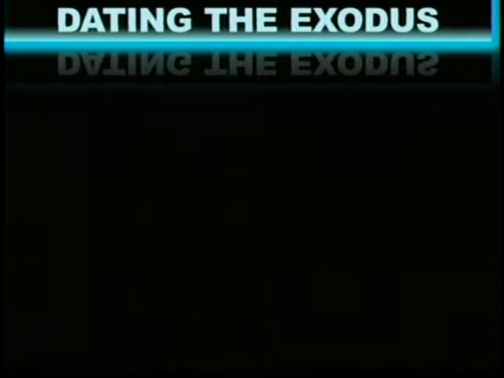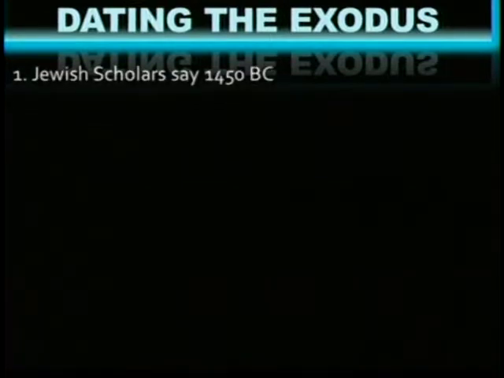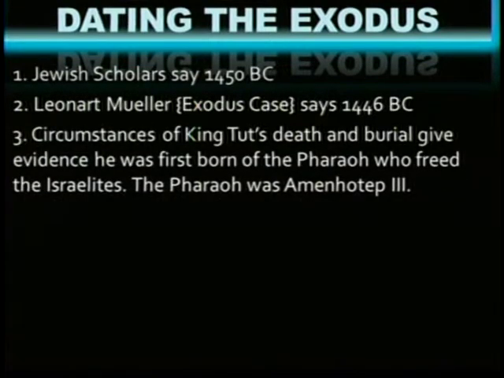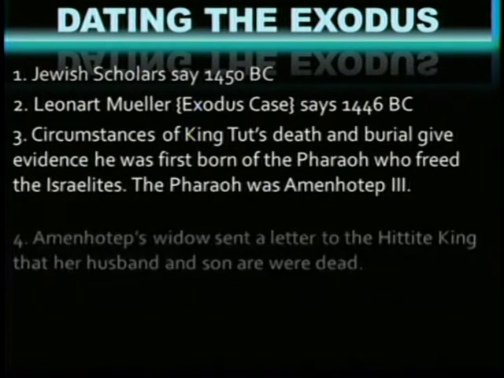Let's date the Exodus again. Jewish scholars say it was around 1450 BC. There's a book called The Exodus Case, written by Leonard Mueller, that says 1446 BC. The circumstances of King Tut's death and burial, if you research those, you are going to find overwhelming evidence that he was the firstborn of the Pharaoh who freed the Israelites. That Pharaoh's name was Amenhotep III.